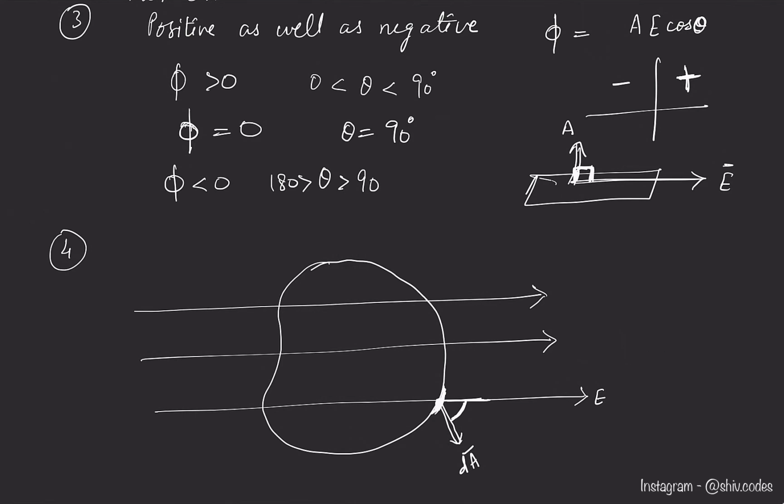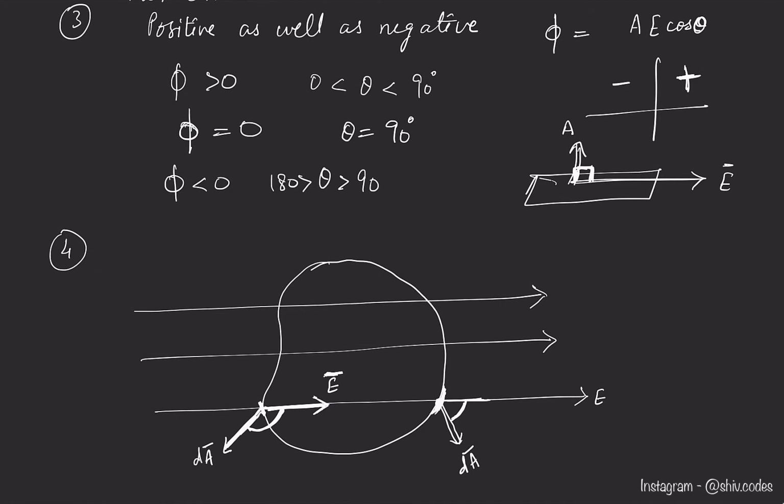On the other hand, if we draw a normal at this point, it would be something like this. So the area vector would be in this direction, while the electric field lines are towards the right, which means the electric field intensity vector is towards the right. Therefore the angle between the area vector and the electric field vector is greater than 90 degrees. Hence flux at this point of the surface is negative.